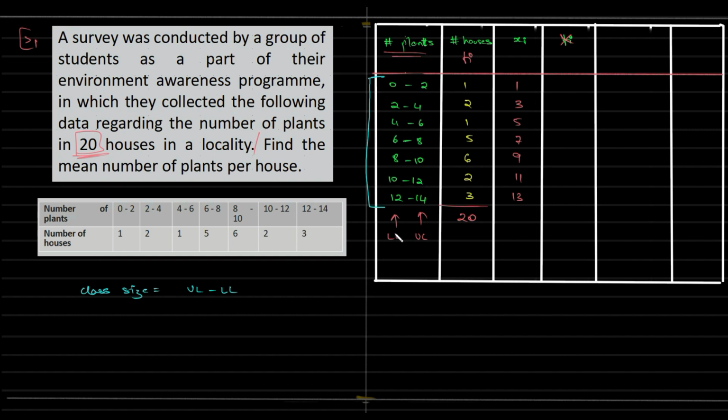So if it's fixed, then the class mark will also be in a fixed pattern. What is that pattern? Have a look at the lower limit. What is the pattern over here? 0, 2, 4, 6, 8. We are getting all of these numbers by adding 2's. Have a look at the upper limit: 2, 4, 6, 8. Again, we are getting all of these numbers by adding 2's.